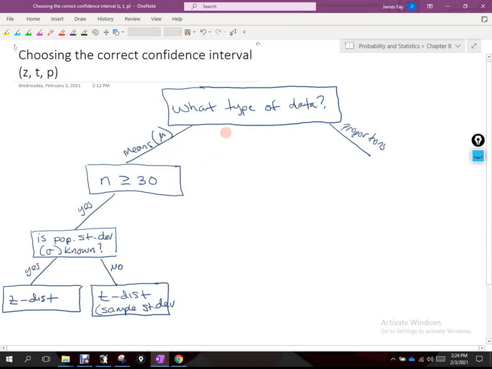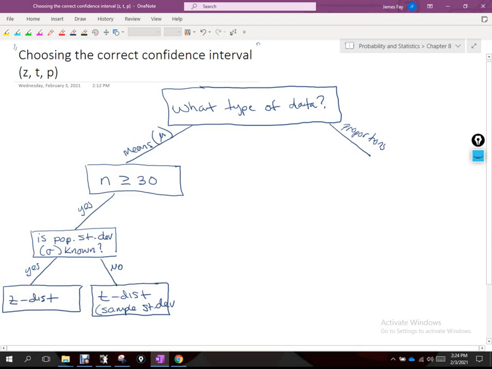So if I'm going through a problem, they say, hey, you're looking at means. You've got a sample that's bigger than 30, but you don't know the population standard deviation. Well, then I can come down here and I'll use the t-distribution. Okay? If they say I do know the population standard deviation, then I can use the z-distribution. Is that okay with everybody?